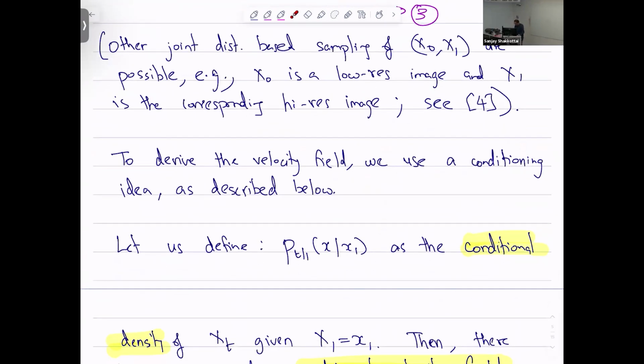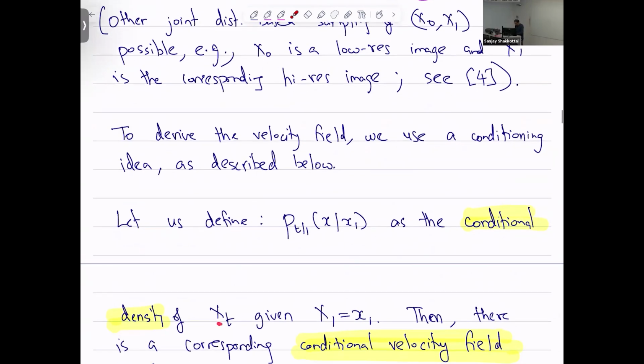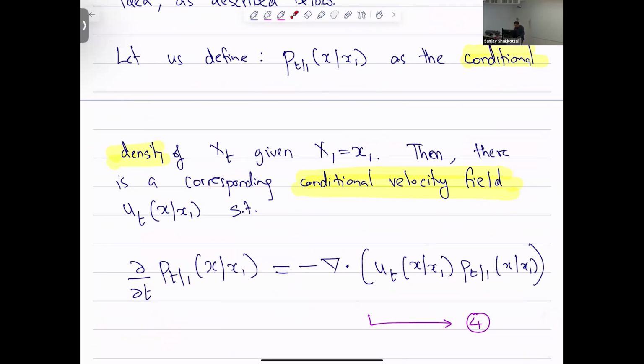Well, first, let's define the conditional density of xt given the terminal state is x1. So at time 1, I'm going to condition that it's equal to little x1. So p t given 1. The notation here in the subscript, I'm not putting the random variable, but I'm just putting the times. I'm just following Lipman's notation. The times corresponding to the random variable. So this is the random variable at time t, conditioned on the random variable at time 1, of x given x1. That's the notation. And so, well, for a fixed x1, you get a density evolution.